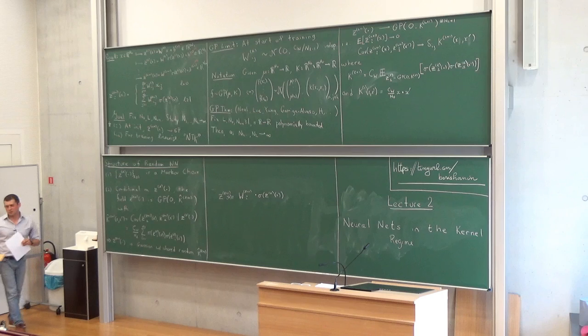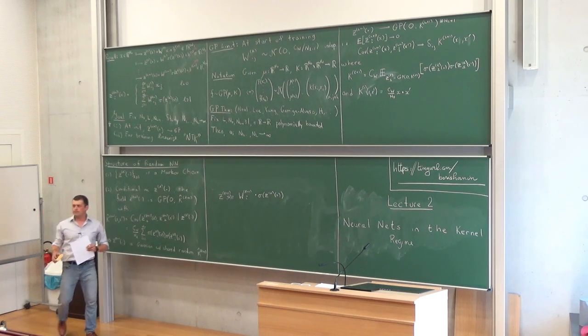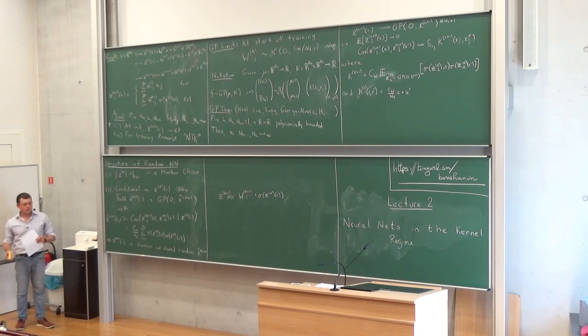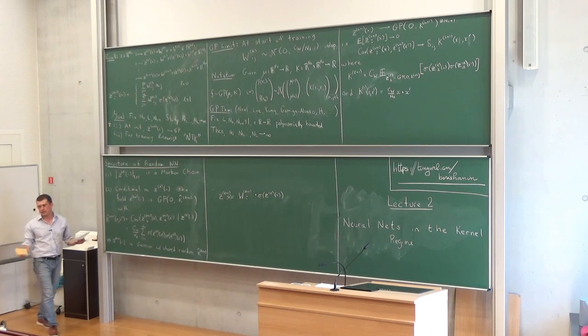Indeed, that's the basic reason why. I just need some moments to exist. Otherwise, I don't know what I'm talking about. Right. I mean, yeah, if you want it to be more greedy, it just has to be tempered. It has to be integrable against the Gaussian.